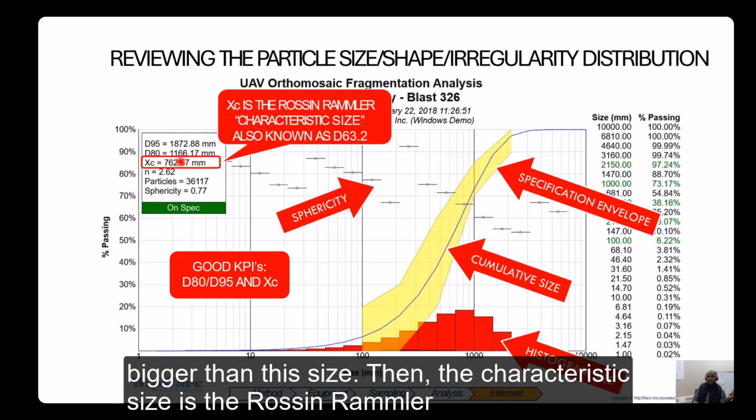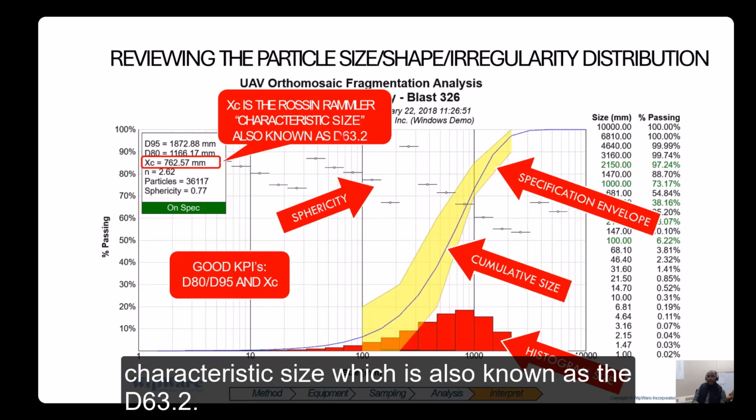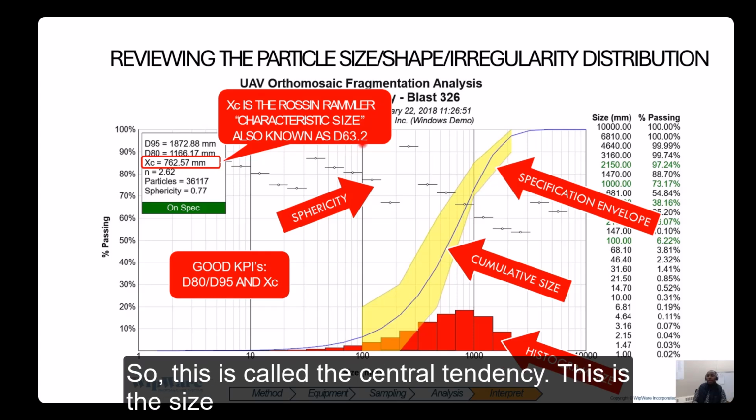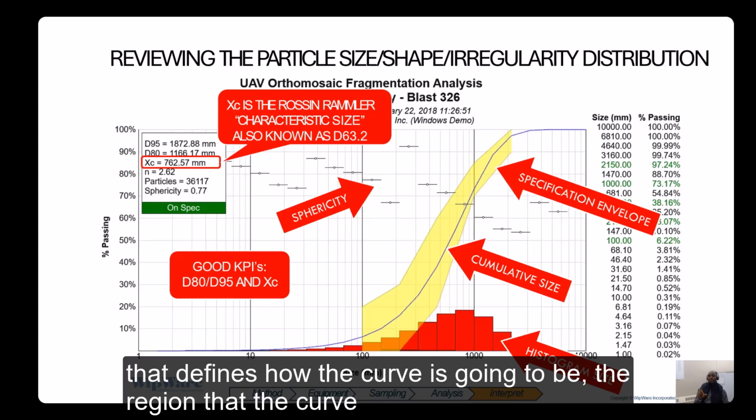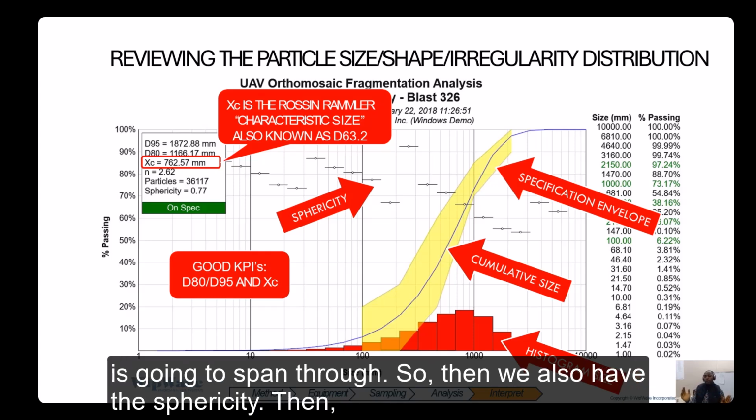Then the characteristic size is the Rosin-Rammler characteristic size, which is also known as the D63.2. This is called the central tendency. This is the size that defines how the curve is going to be, the region that the curve is going to span through. Then we also have the sphericity.